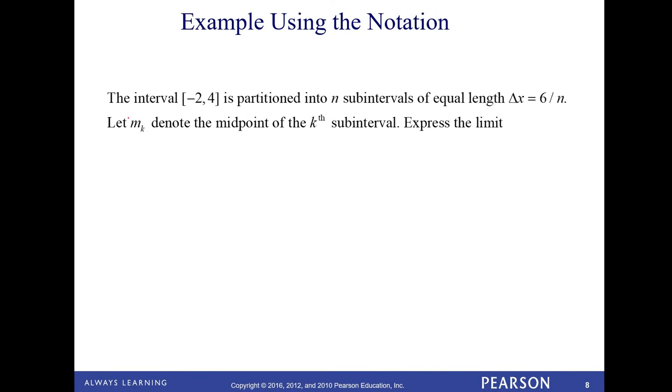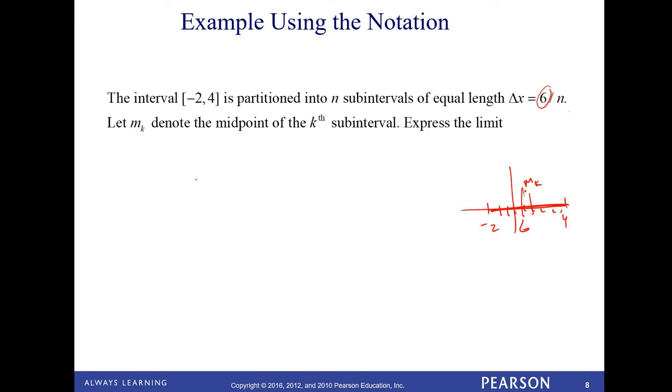So using notation, changing this information to an integral notation. The interval from -2 to 4 is partitioned into n subintervals of equal length. Delta x equals 6 divided by n. 6 is my distance from -2 to 4. I'm going from -2 to 4, my total distance is 6, and I'm dividing it into n pieces. Let m sub k denote the midpoint of some interval. So I choose some interval and I use the midpoint. This was our c sub k in the last notation.